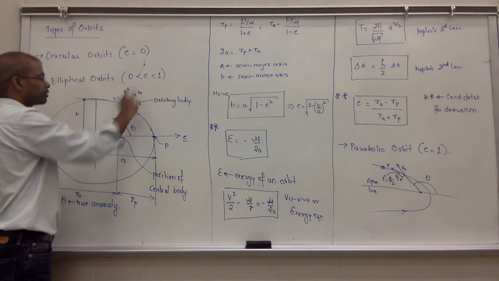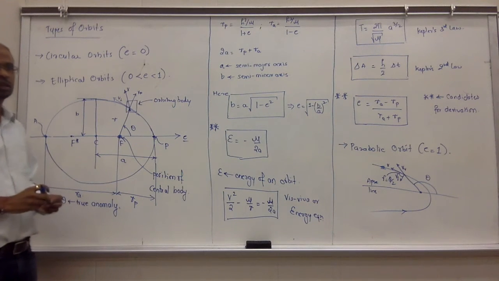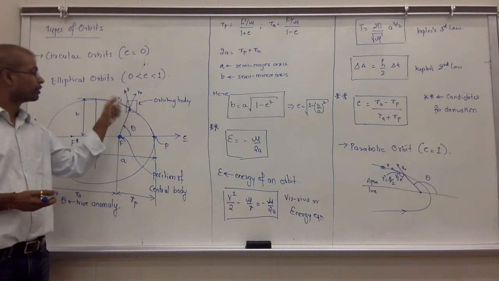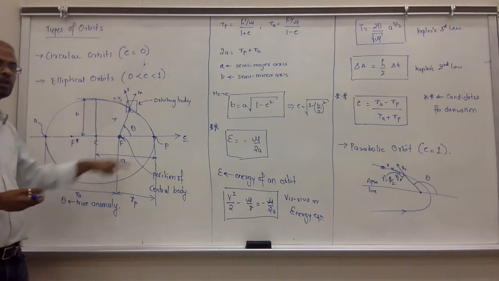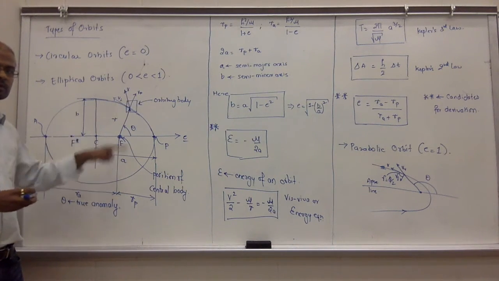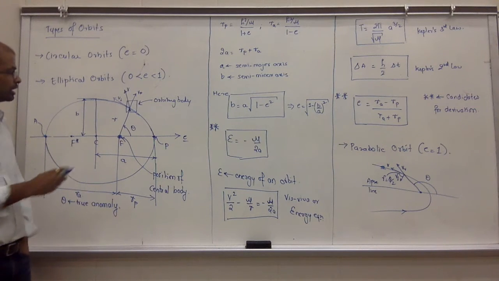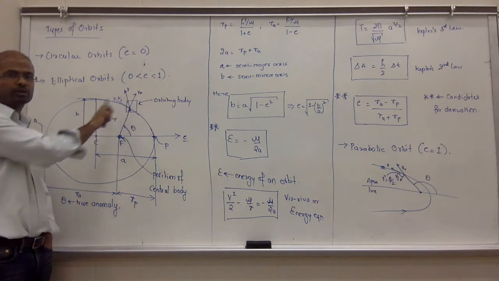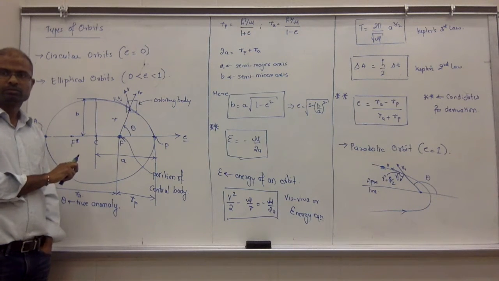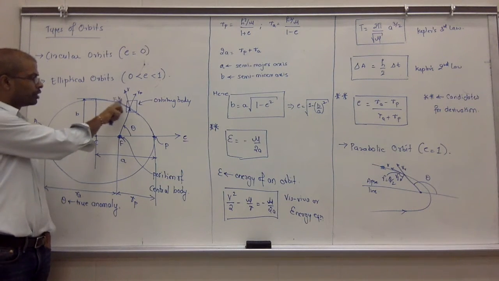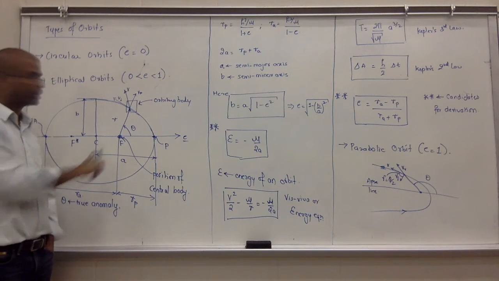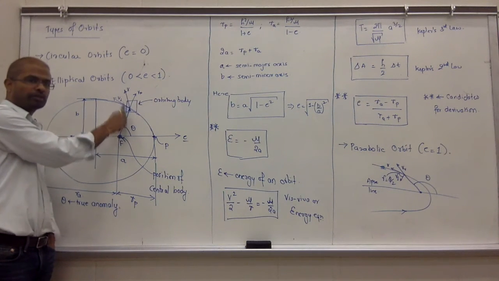This component is responsible for opposing the gravity, the radial component. This component is responsible for keeping it in that orbit. This is the local horizontal. What's the local horizontal? The tangent to that point is the local horizontal.